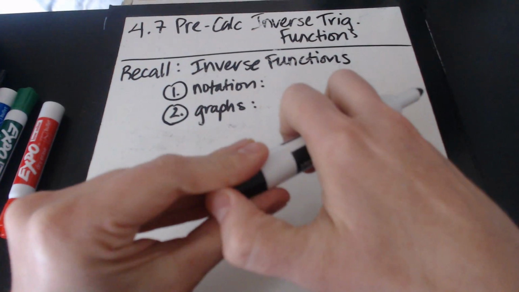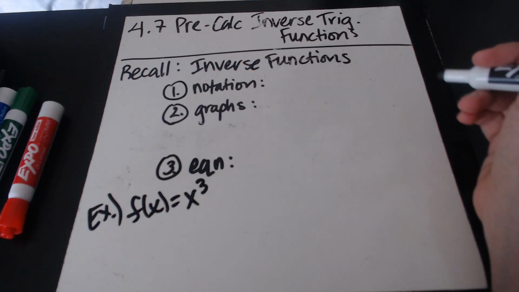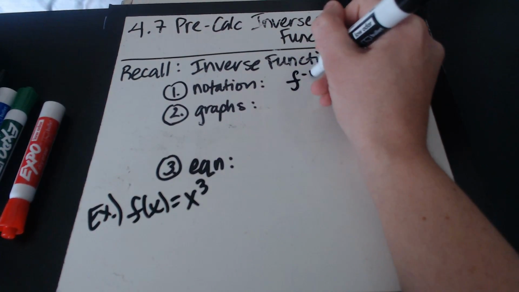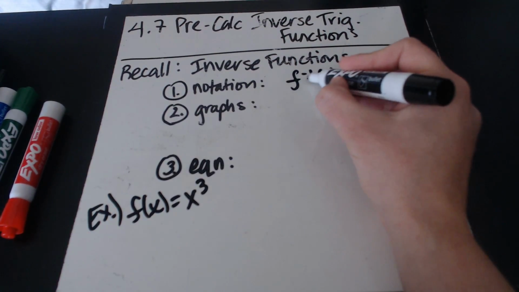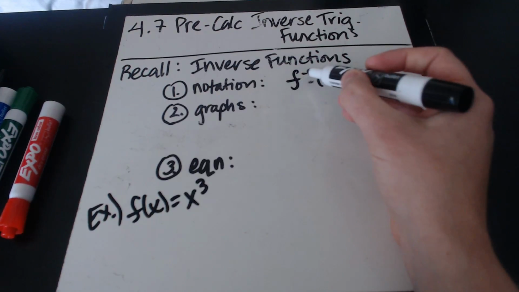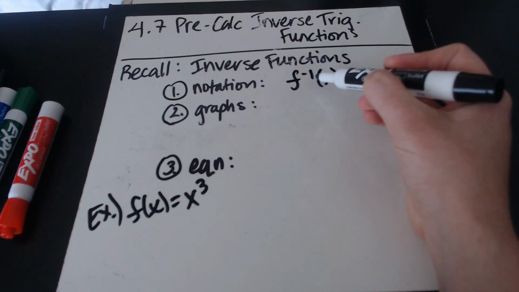Okay, so before we go and talk about inverse trig, let's recall what an inverse function is. Okay, there's a couple of different ways that we recognize an inverse function. So first of all, with notation, I'll recognize that something is an inverse function because it's going to have that -1 notation after the f. So this says f inverse of x, not f to the -1. Remember, this is not an exponent, okay?